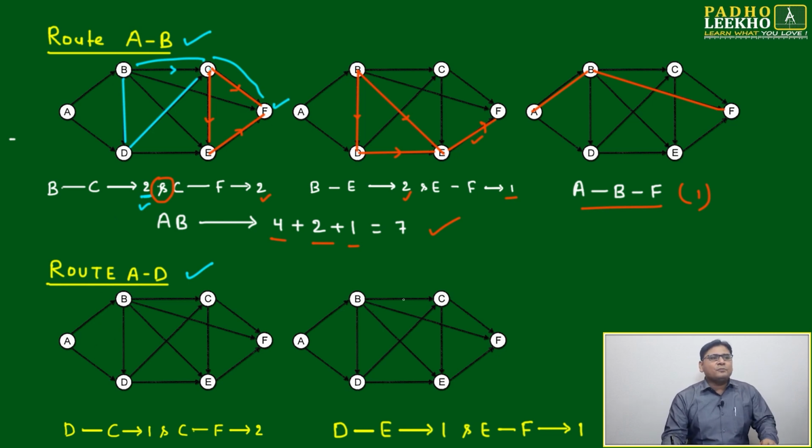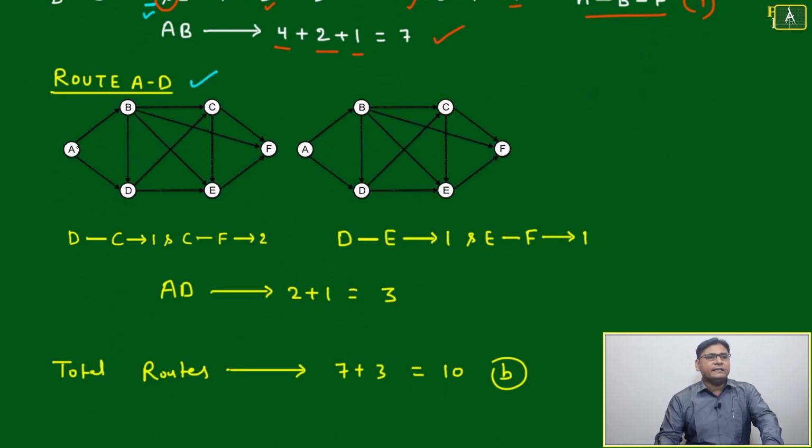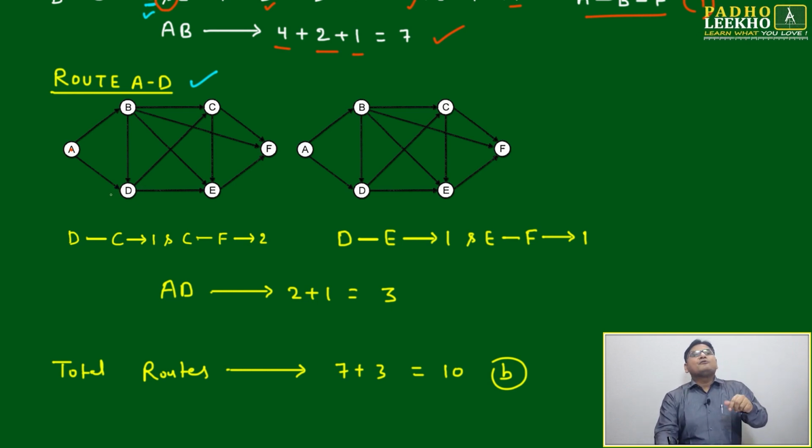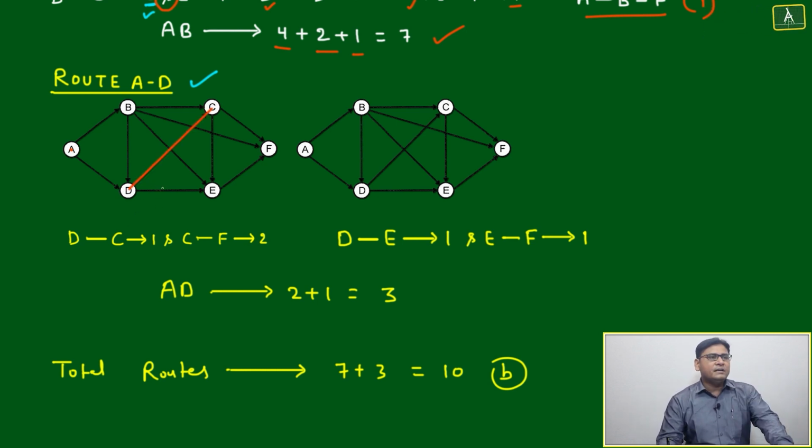Now just suppose another option is there. If you are taking the route AD, then how many options will you get? Once you reach D, after D you have two options. Either you go to C or you go to E, and from C you again have to go to F, and from E you have to go to F. Now first we'll go from D to C. D to C, only one option we have.